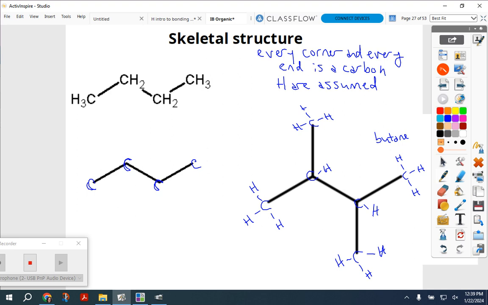So we've got 2, 3, and then we've got methylbutane. What are we missing? Dimethylbutane. It's a little bit redundant, but you have to include it. Okay? So this is much easier to draw.